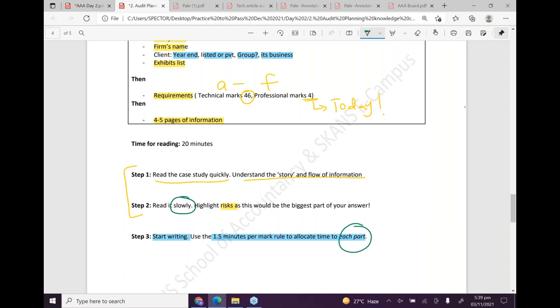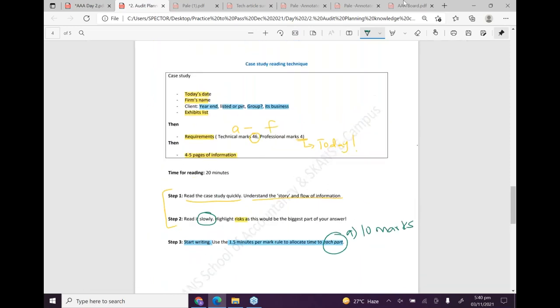So in the actual exam, for part A, if it is 10 marks, no matter how well I know the answer, I shouldn't spend more than 15 minutes on this one. So the examiner is saying it's important that you spend some time in understanding the risks, because if that's clear, the rest of the questions will become much easier for you to attempt as well.